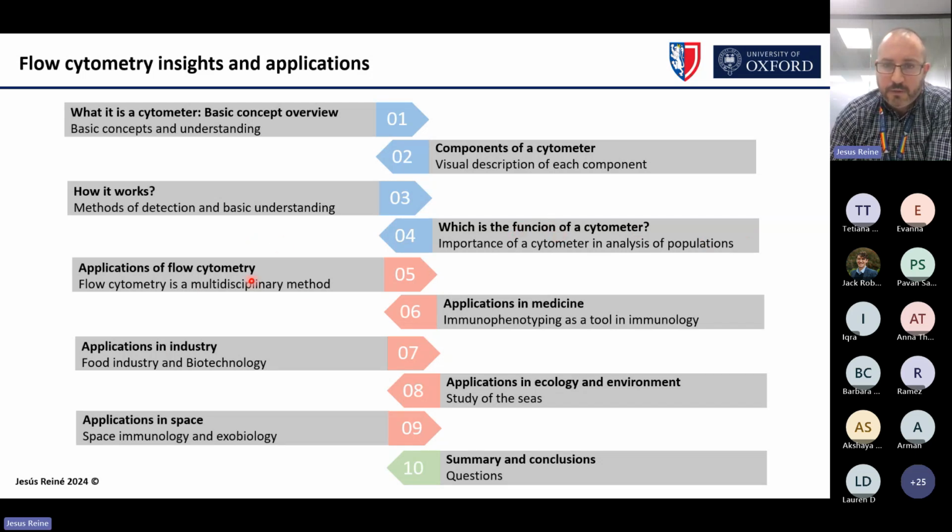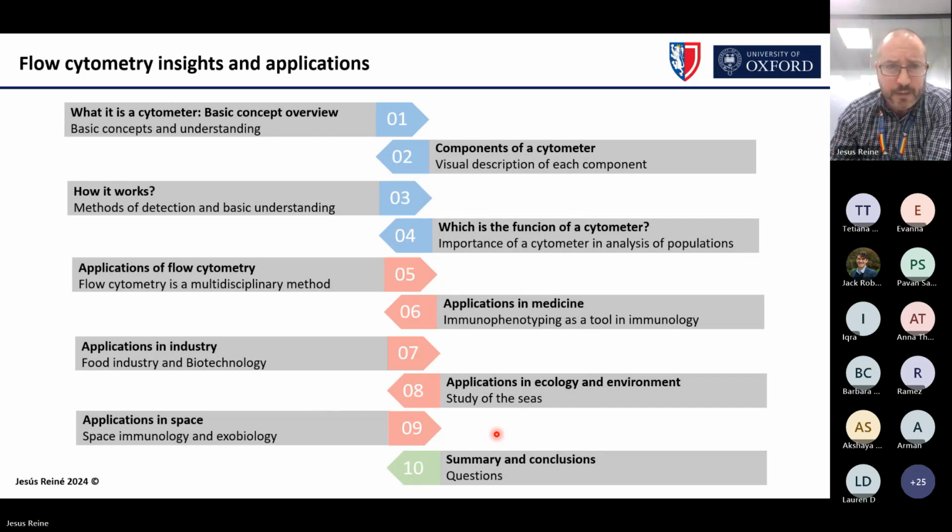Some applications of flow cytometry, mostly in medicine, which is the most predominant application. Then we're going to talk a little bit about the industry applications, ecology as well, and even space, which is also quite a trending topic at the moment. And then at the end, we can discuss any potential questions that you have. I would like to do a summary of this presentation.